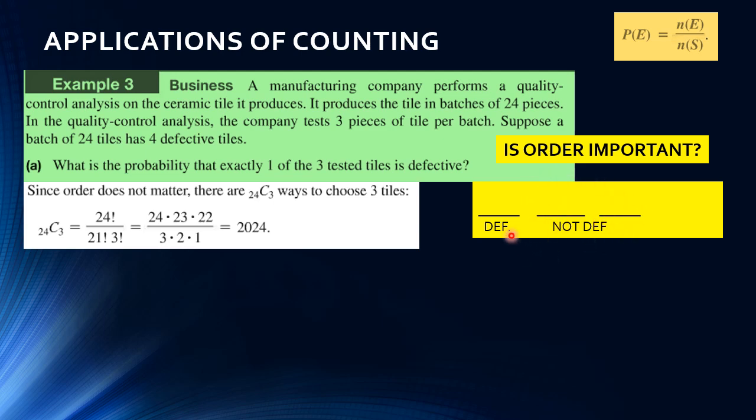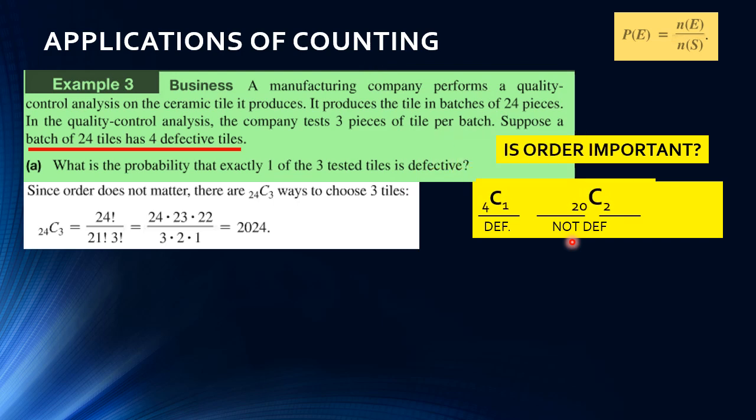Well, how many ways can I pick a defective tile? So we need to look at the problem and figure out what data is in the problem that's going to help us with this. And notice that it says that this batch of 24 tiles has 4 defective tiles. So since I want to pick one defective tile, I've got the combination of 4 things taken one at a time. And if there are 4 defective tiles in the 24 tile batch, that means there are 20 non-defective tiles.